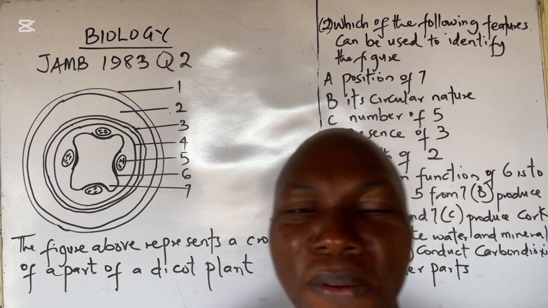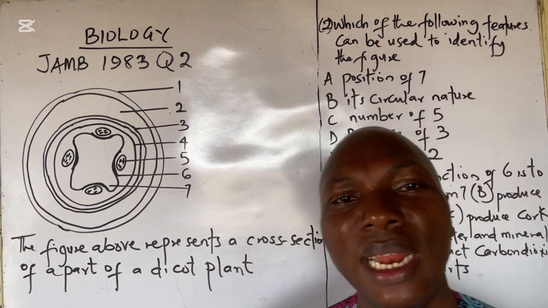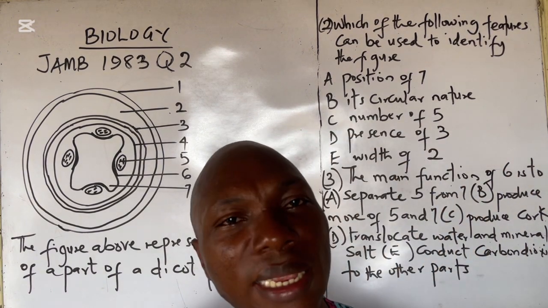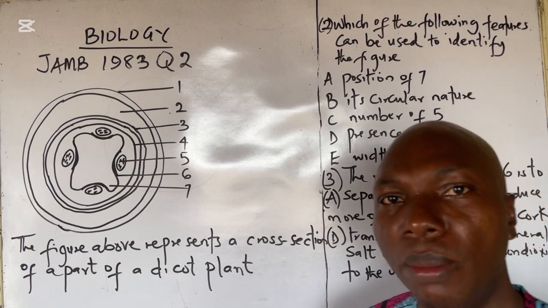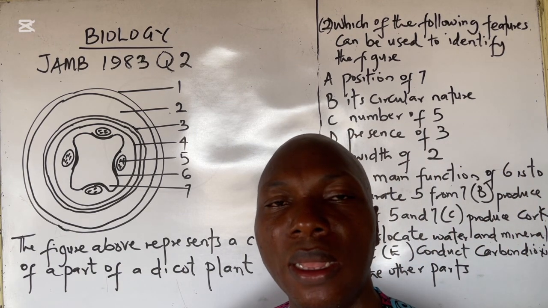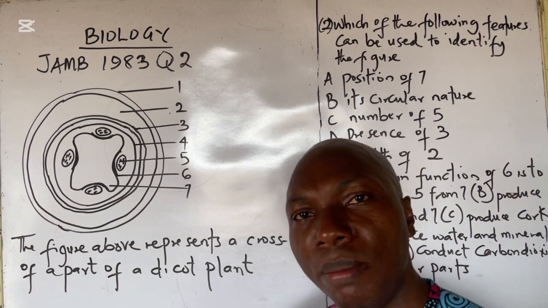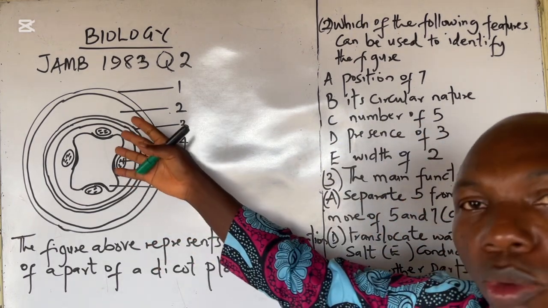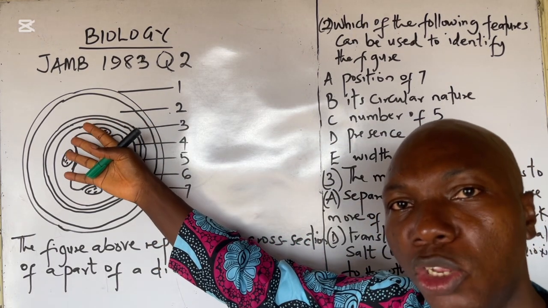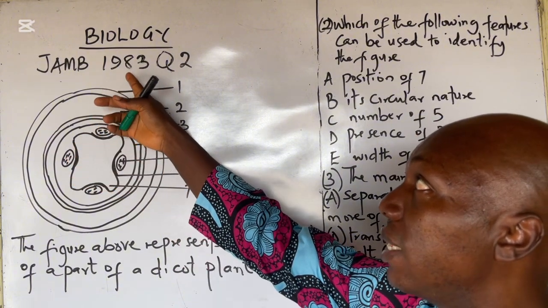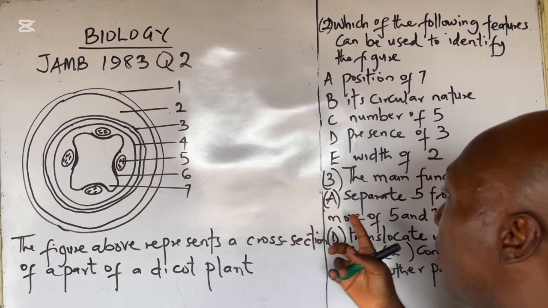Good day, friends. Today's class will be examining this JAMB question on the board. Let's get started. Today we'll be doing biology, and we want to examine the image on the board. This is JAMB 1983 question 2 and 3.